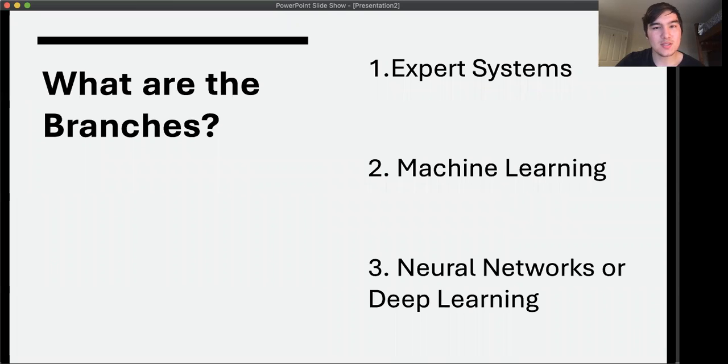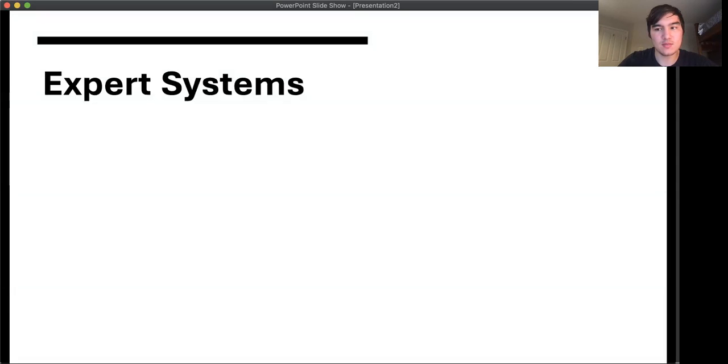The three branches I'm going to be talking about are one, expert systems, two, machine learning, and three, neural networks or deep learning. And some of you, if you are aware of the topic, may say that neural networks or deep learning it's the same thing as machine learning. I disagree. I think it's a little different, even though it does stem from it. And that's why I put it below. I'll talk a little bit about what the differences are later, but we're going to first start with expert systems.